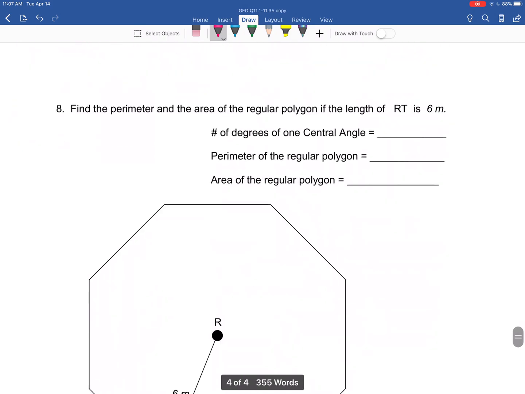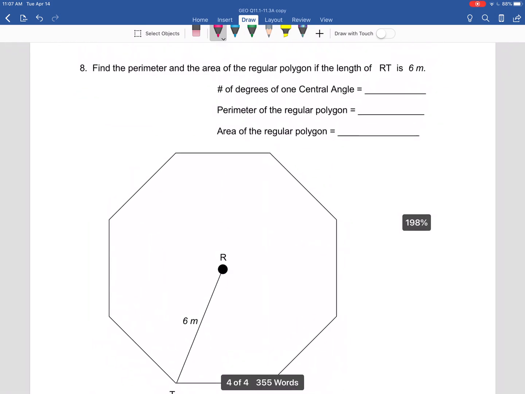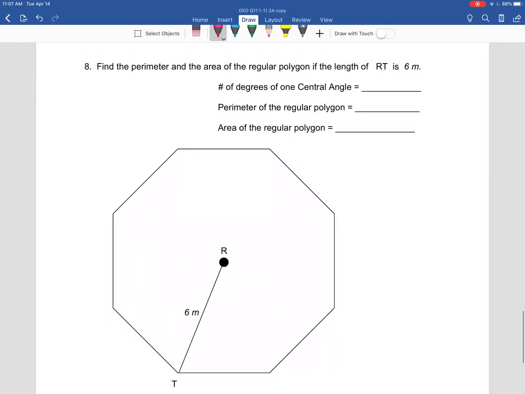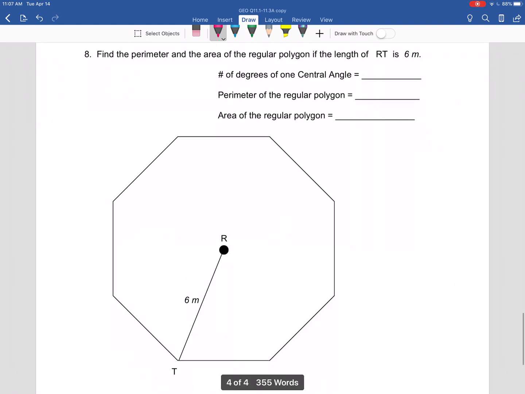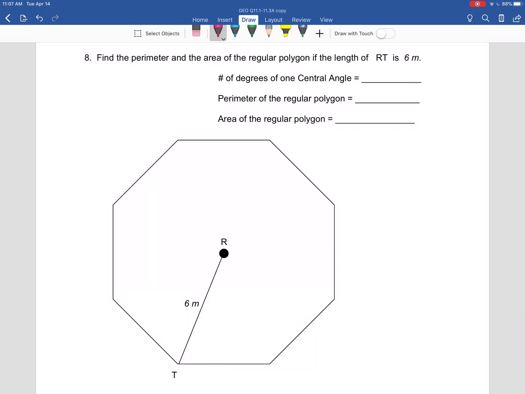Okay, here we go. Now, let's see what I give you on this one. That's not the apothem. That's not a side length. It's the distance from the center to the corner. So let's go step by step. First of all, let's do central angle.